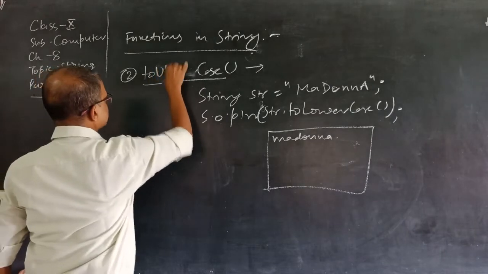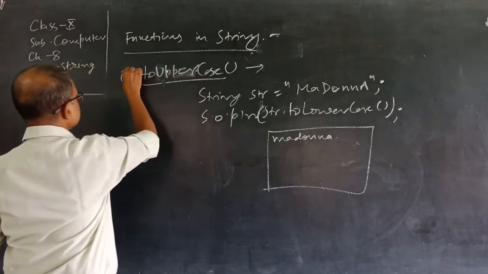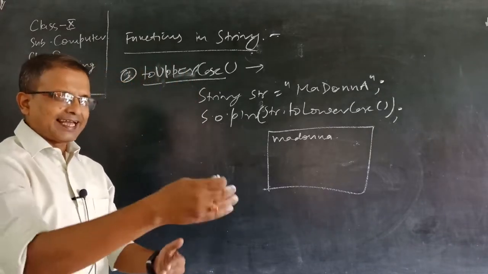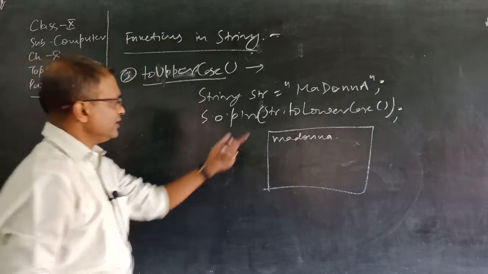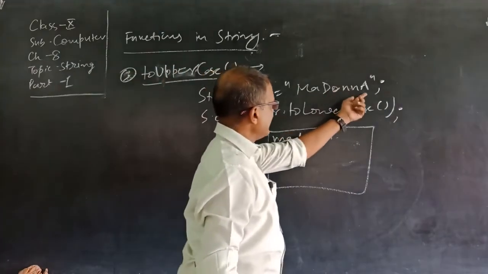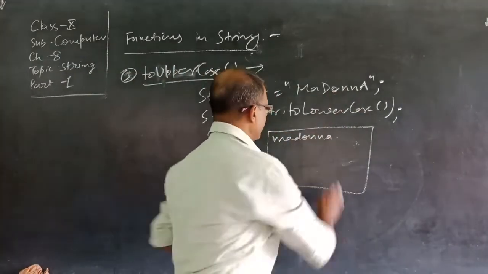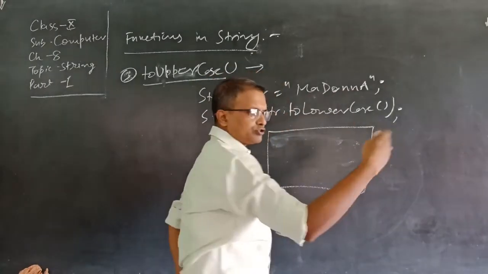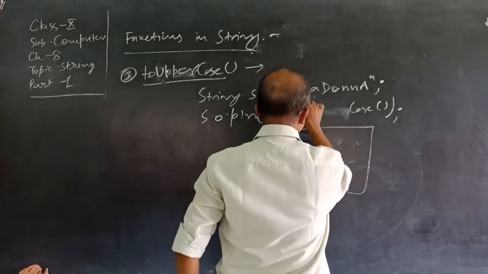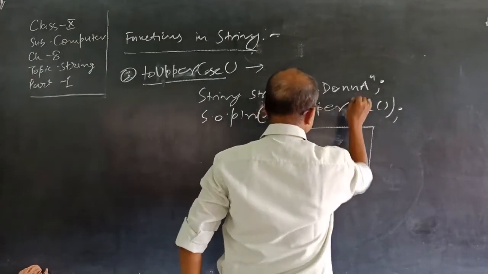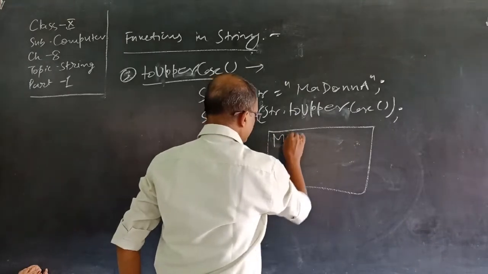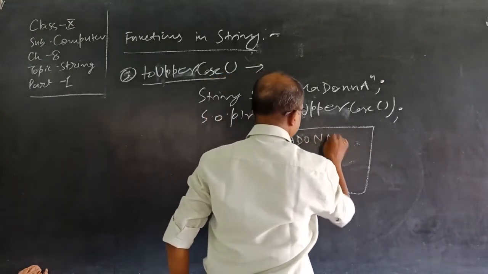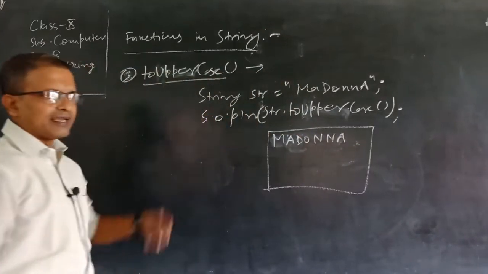Now the next function is toUpperCase. This is function number 3. This toUpperCase is used to convert all the characters into uppercase. Suppose in this Madonna, M, D and A are already in uppercase, so they will remain as they are, but the characters which are in lowercase like A, O and N will also be converted into uppercase by toUpperCase, so the output will be MADONNA. In this way we can use the function.